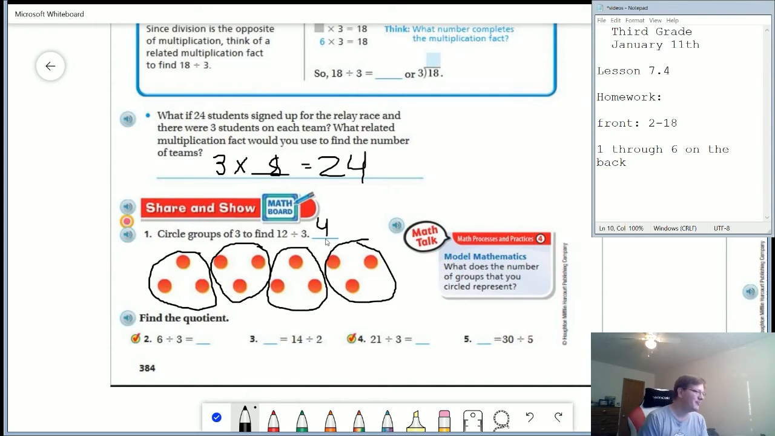Number 2, we want to find the quotient. So 6 divided by 3, if I take 6 objects and I put them into 3 equal groups, how many would go in each group? That would give us 2.